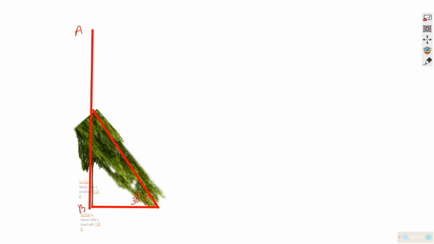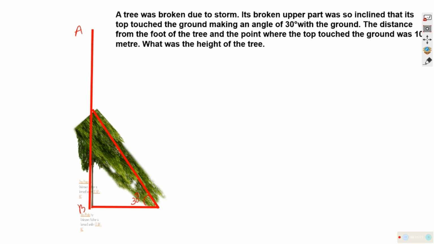ओके, the distance from the foot of the tree and the point where the tree top touches is 10 मीटर. ये भी दिया है, तो comparatively an easy one. What is the height of the tree? But the peculiarity is that if you consider this point as C where it is broken and D as a point where it is touched. So we are having an angle 30 degree here and BD is equal to 10 meter. We are asked to find out the height of the tree.